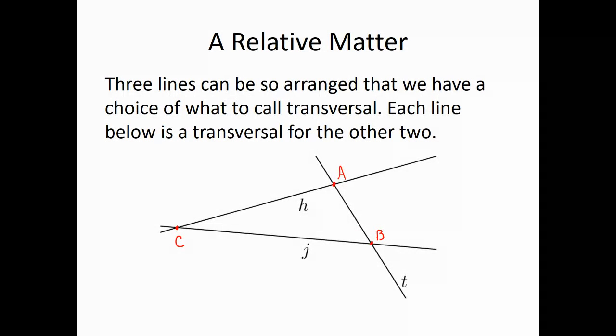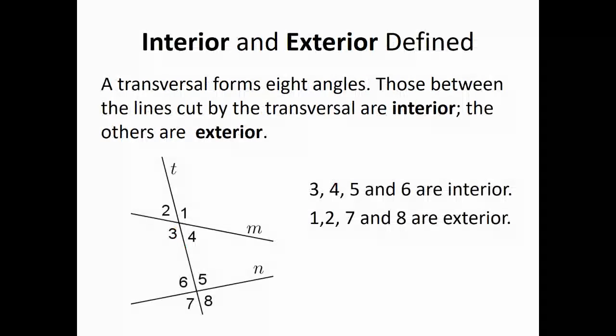So by the definition, H could count as the transversal for lines J and T because it intersects both and it intersects them at distinct points. So perhaps you begin to suspect that if we have in front of us a triangle, we can count one of the sides as a transversal for the other two sides, and that's something we will absolutely do later on.